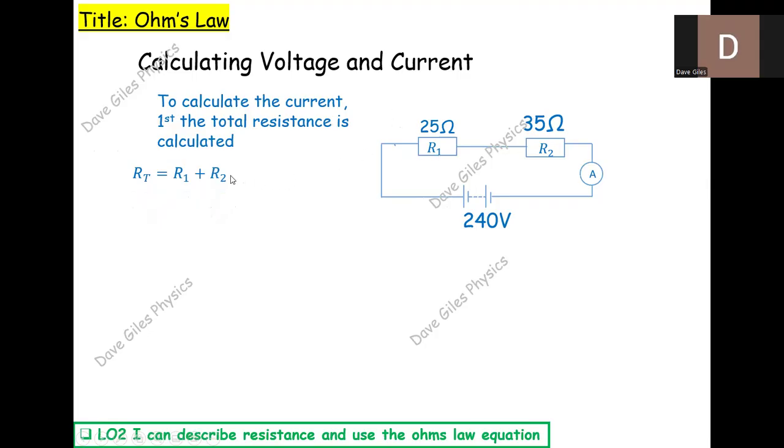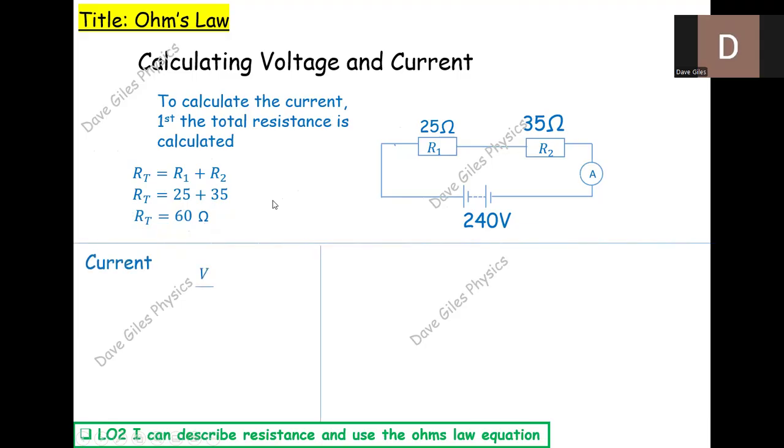And next lesson, we'll look at what happens when it's in parallel. But for now, we'll just look at series. So RT, resistance total, is R1 plus R2, 25 add 35, which is 60 ohms. To get the current, I is V over RT, so voltage or EMF over total resistance, 240 over 60, which is 4 amps.